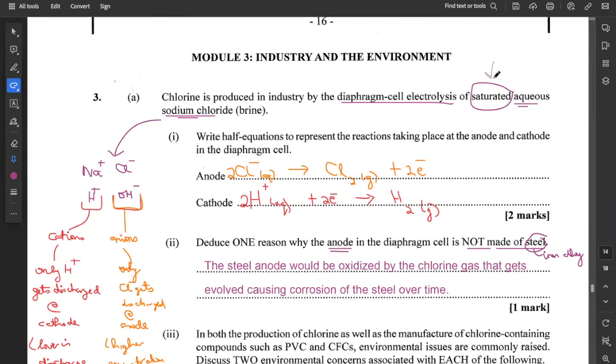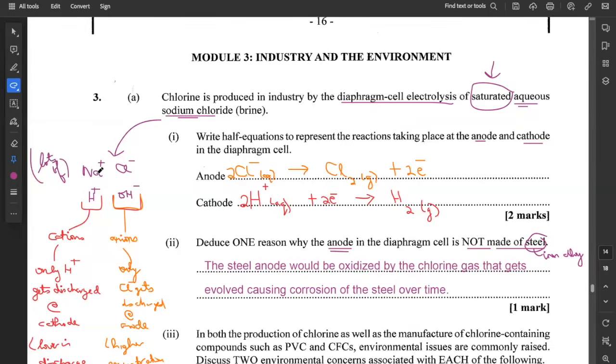That's what saturated means. And so for part 1, it's asking us to write half equations to represent the reactions taking place at the anode and at the cathode in the diaphragm cell. So when we're electrolyzing the sodium chloride, what's going to be happening at the anode and at the cathode? To determine that, unless you've memorized these and just want to jump into writing it, we can go from first principles and say, okay, we have sodium chloride. We know that's saturated, so we have lots of this. So let me just write out lots of Na plus, Cl minus is what we have.